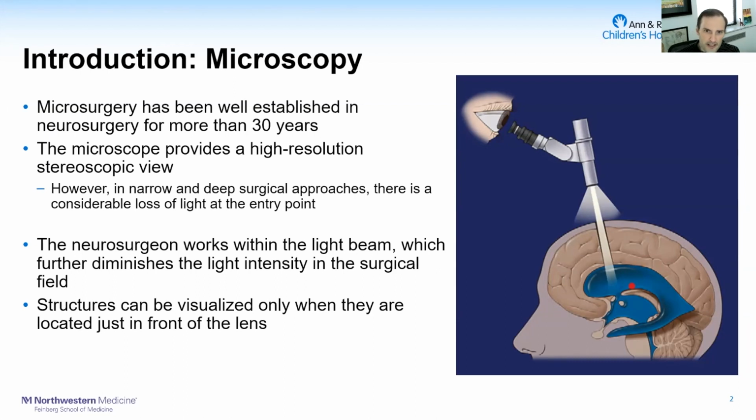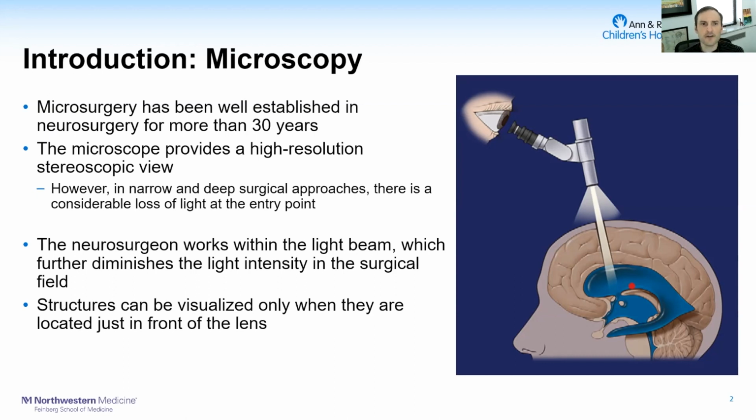However, in narrow and deep surgical corridors and approaches, you lose a lot of light actually. And especially in a minimally invasive surgical scenario, that can be an issue. And that's where the endoscope comes into play in a lot of open surgeries and becomes a nice adjunct or even a primary tool for surgery. And as you know, we're getting more minimally invasive all the time when it comes to surgical approaches in neurosurgery.